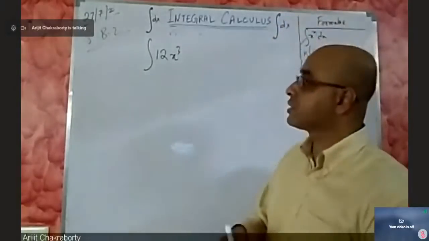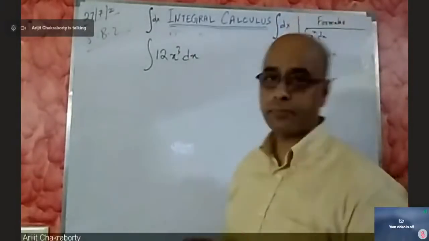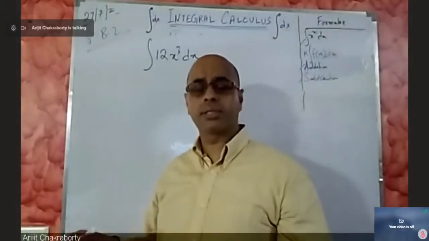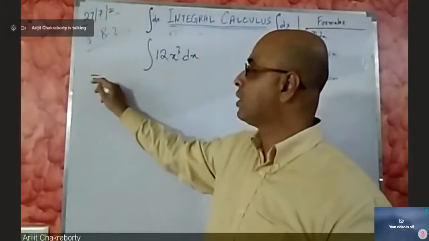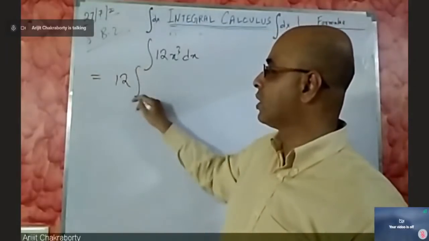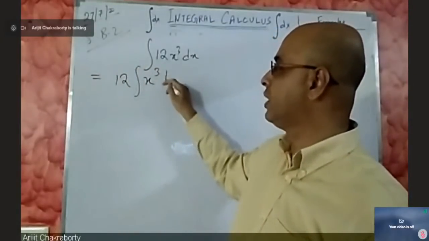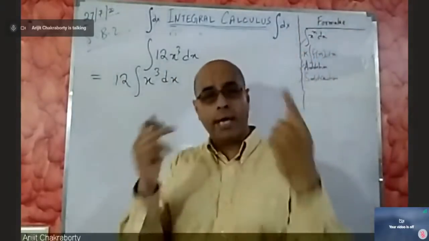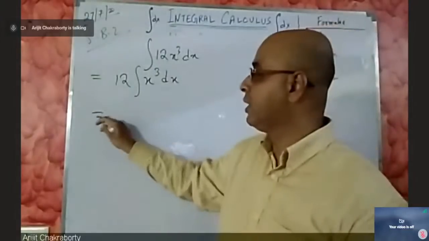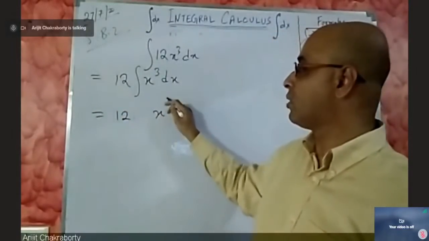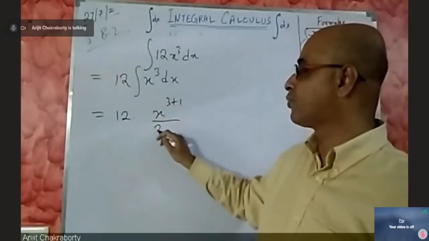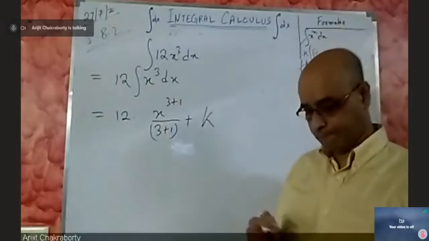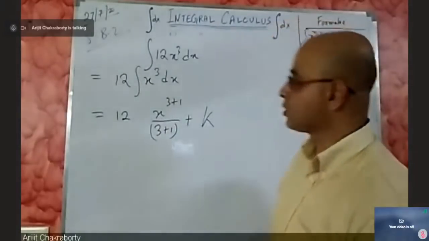So integration of 12x cubed dx. We use the power rule, and we also use the constant multiplier rule. What I do is I bring out 12 here, so it becomes 12 times integration of x cubed dx. x cubed dx is of the form x to the power n, so the formula will be 12 into x to the power 3 plus 1 by 3 plus 1 plus the constant k. Okay, so this is the process.